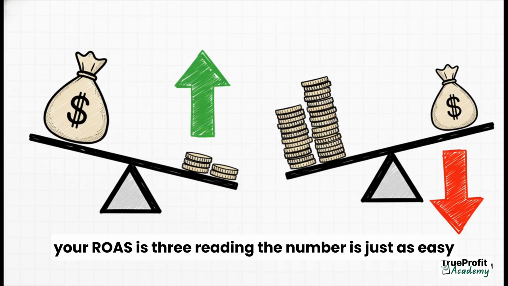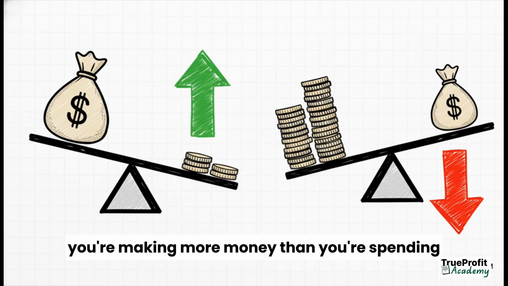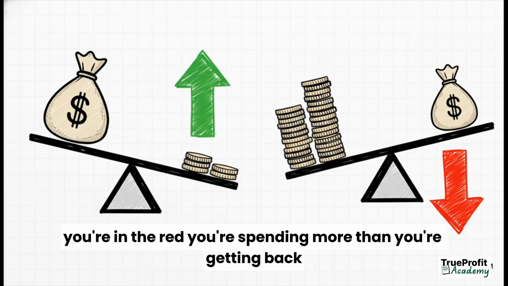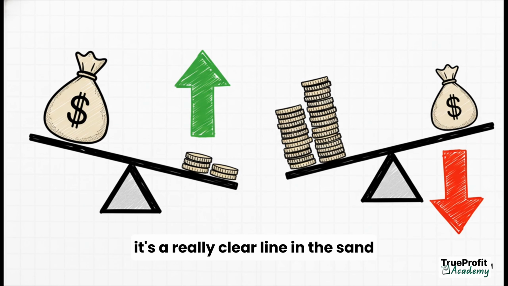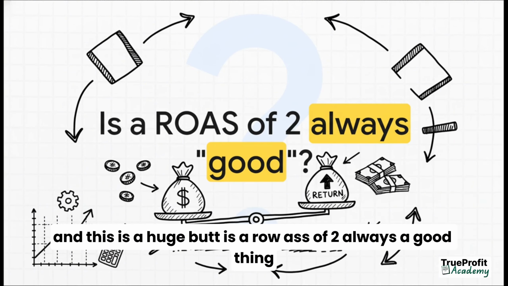Reading the number is just as easy. If your ROAS is above 1, you're in the black. You're making more money than you're spending. If it's below 1, well, you're in the red. You're spending more than you're getting back. It's a really clear line in the sand. But here's where it gets interesting. And this is a huge but.